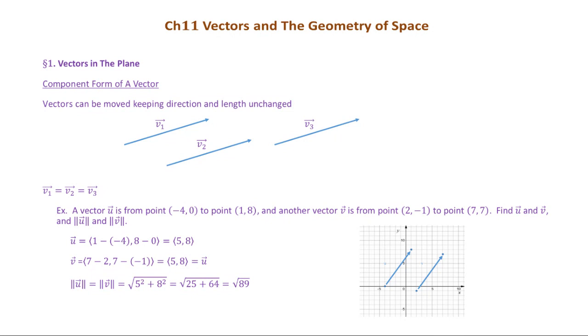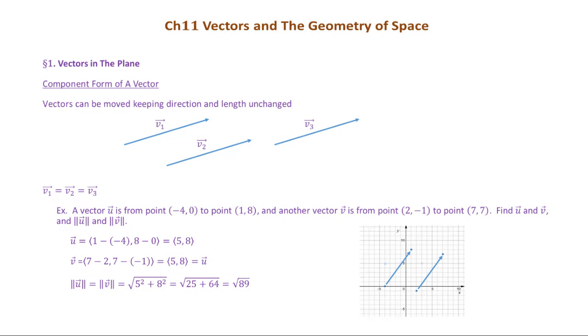So to find the vector u, you just subtract the coordinates of the two points. The initial point is (-4, 0), and the terminal point is (1, 8) for vector u. So you just subtract: terminal minus initial point. Okay, so we get 1 plus 4 and 8 minus 0. So that's <5, 8>. For vector v, we can do it similarly. The initial point is (2, -1) and the terminal point is (7, 7). So that's 7 minus 2 and 7 minus -1. So we get 5, and 7 minus -1 is just 7 plus 1, which is 8. So we got the same components for v as u. So that means the two vectors are the same. Okay, if two vectors have the same components, then the two vectors are identical.